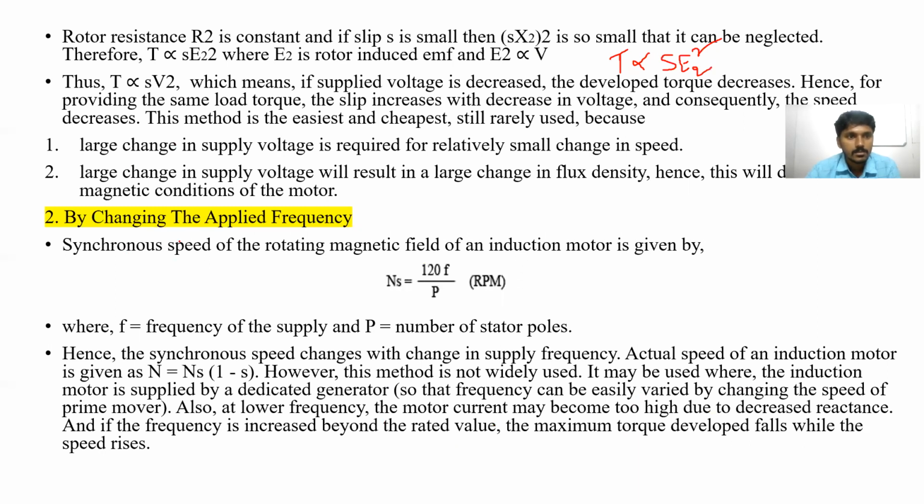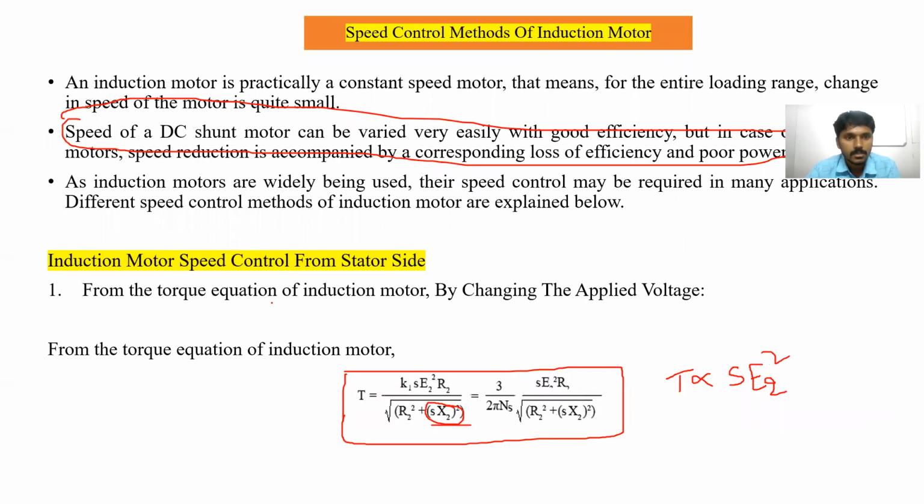So from the torque equation, in an induction motor from the stator side, using the stator circuit, we can control the speed of the induction motor by changing the applied voltage. If the supply voltage is controlled, obviously the speed is also controlled.